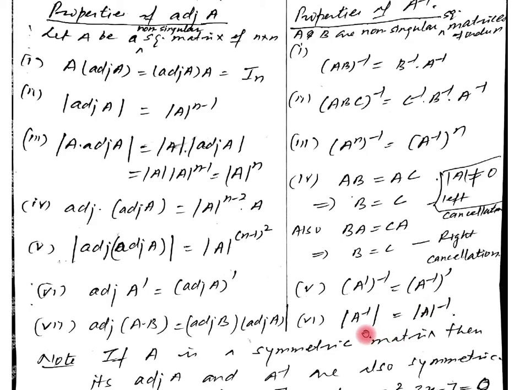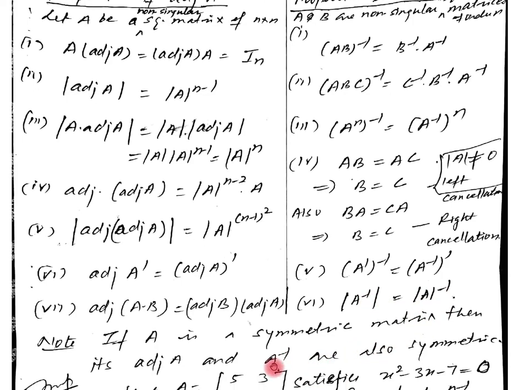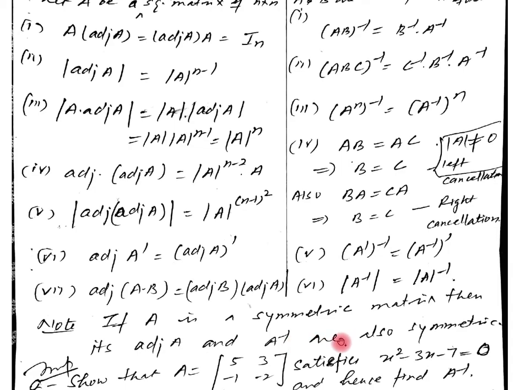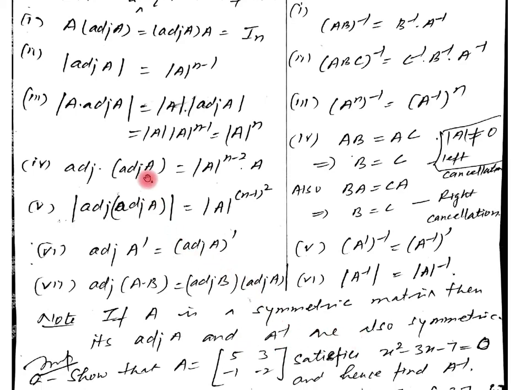And the last is here: determinant of A inverse is equal to 1 upon determinant of A. And next, if A is a symmetric matrix, then its adjoint and A inverse are also symmetric. These are all the properties of adjoint of a square matrix and inverse of a square matrix.